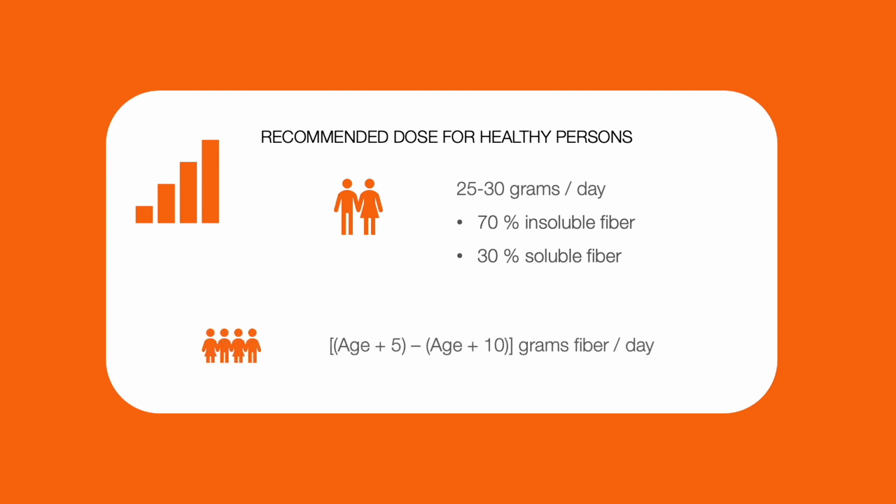In children, the amount of fiber they need depends on their age. The recommended amount would be between their age plus 5 and their age plus 10 grams daily. That is to say, a child of 5 years should consume between 10 and 15 grams of fiber daily, and a child of 10 years between 15 and 20 grams daily.